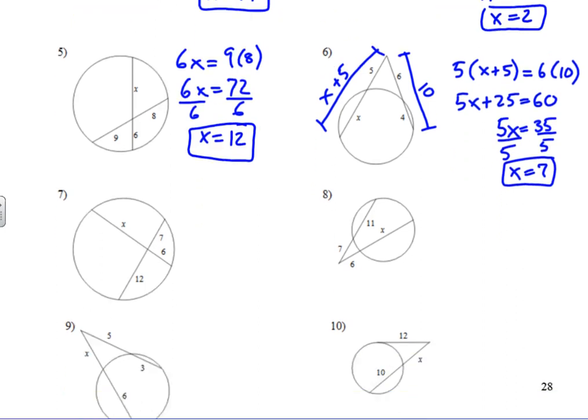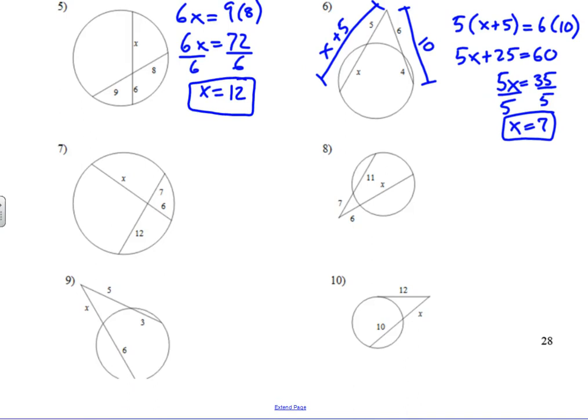Okie doke, moving on. So, number 7, here we are. We got some chords. Make sure we're multiplying the ones on the same chord. 6x equals 7 times 12. 7 times 12 is 84. 6x equals 84. We divide that by 6. X would be 14. Okay.